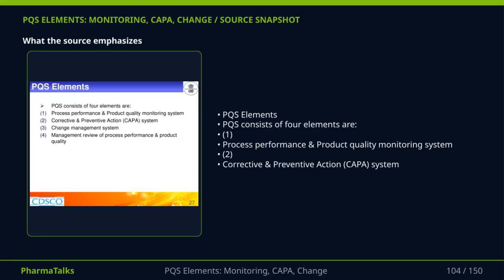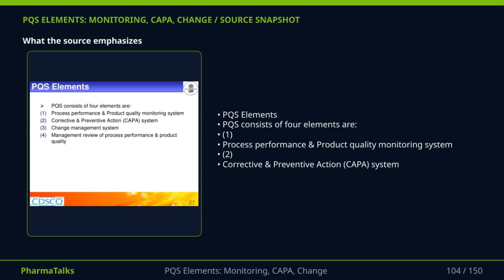Let's focus on the key elements of the Pharmaceutical Quality System, or PQS. The PQS is built around four main components, and today we'll emphasize three of them: monitoring, corrective and preventive actions, commonly known as CAPA, and change management. First, the process performance and product quality monitoring system is essential. This element ensures that we continuously track the manufacturing processes and product quality to detect any variations early and maintain high standards.